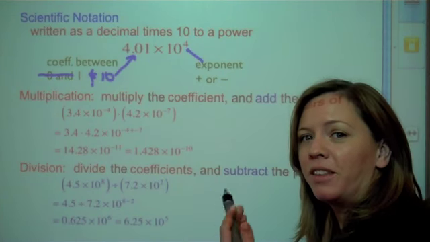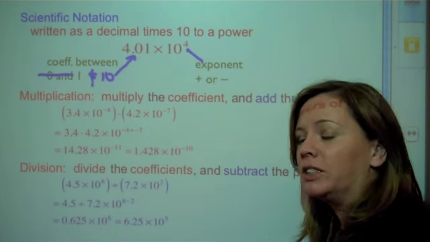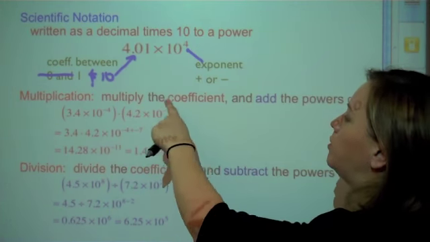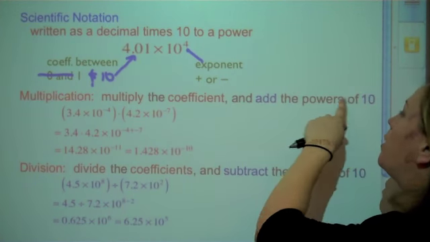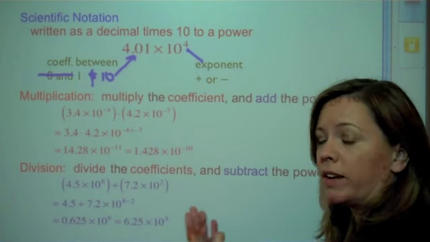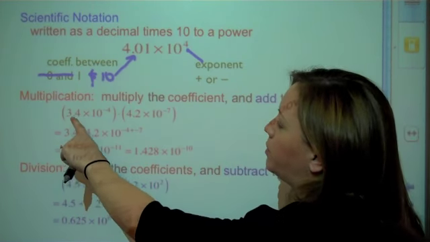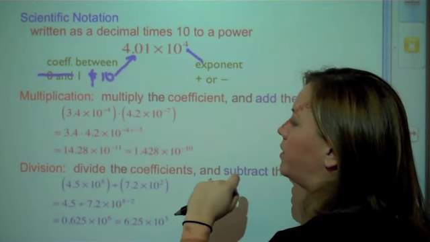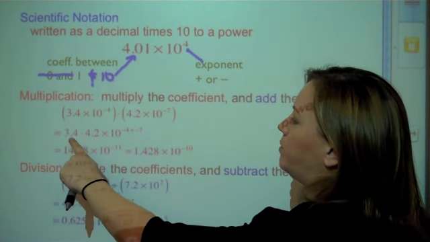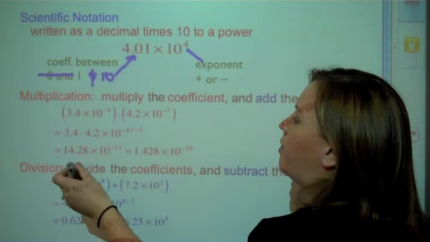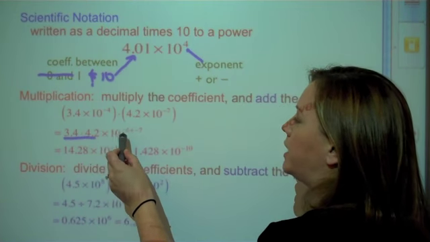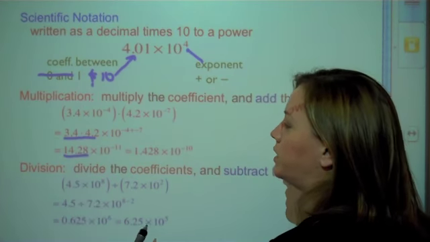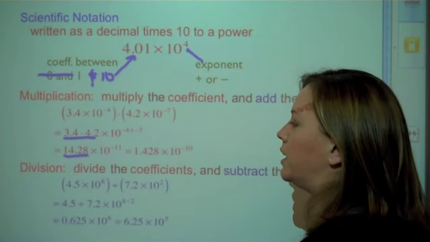Now, when you're working with scientific notation and different operations, I'm just going to talk about multiplication and division here. You want to multiply the coefficients, and then you're going to add the powers of 10, and that goes back to our rules of exponents. So for example, if I had 3.4 times 10 to the negative 4 times 4.2 times 10 to the negative 7, what I'm going to do is multiply 3.4 times 4.2, and then I'm going to have times 10 to the negative 4 plus negative 7. That's going to give me 14.28 times 10 to the negative 11.